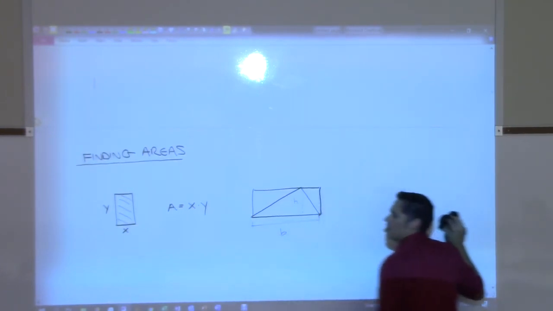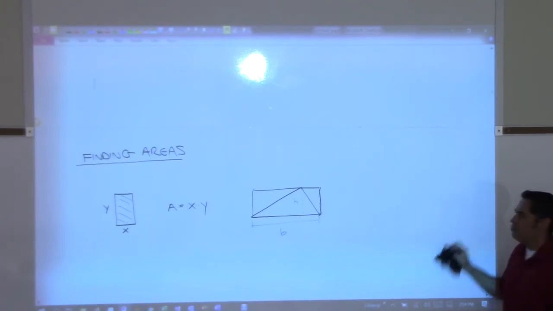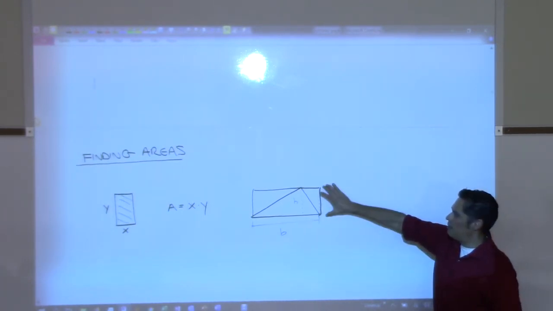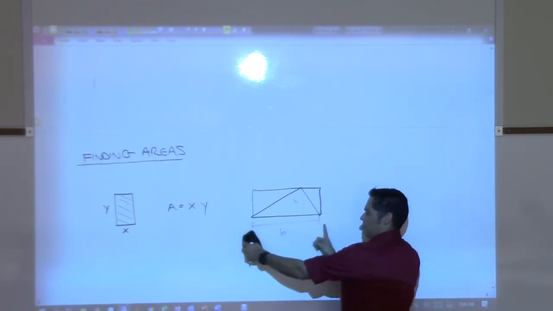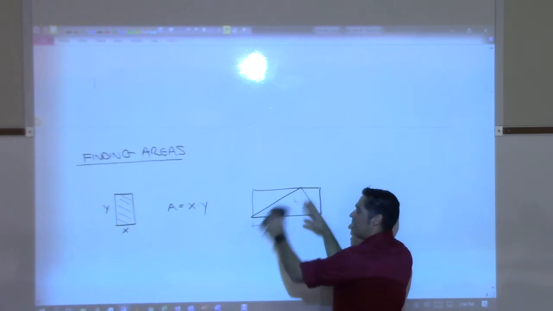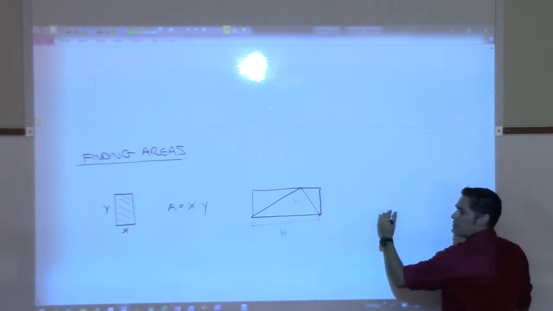And then what have I created? I've created a rectangle, right? And what's this length? That's the height. And then what's this? The base, right? That's base and height. So the area of the whole thing is what? The area of the whole thing is base times height.